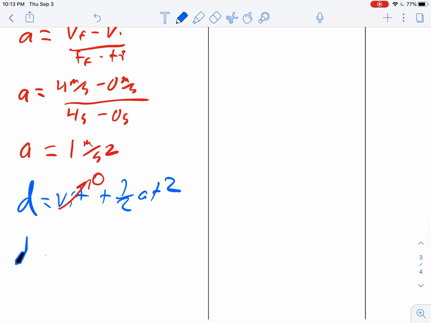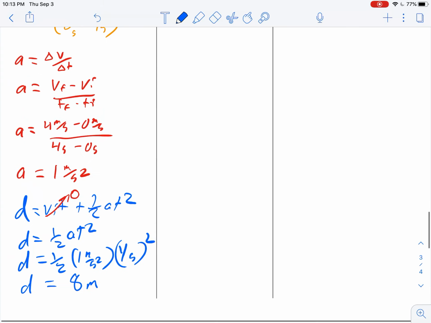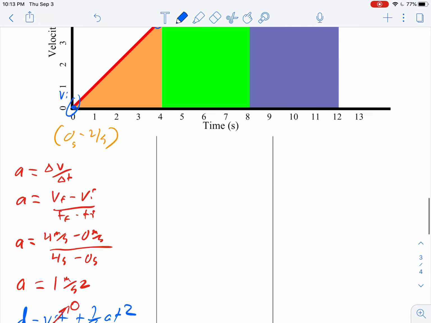So d equals 1/2 A T squared. All right, so for this 4-second interval, I got half times 1 meter per second squared times 4 seconds squared. Okay, and rather than go to my calculator, since these numbers are pretty easy to deal with, I'll work backwards. I'll square 4 first, so 4 squared is 16. Then I'll multiply by 1 and divide by 2, and I've got my answer of 8 meters. Okay, in this first interval, I wind up 8 meters away from where I started.